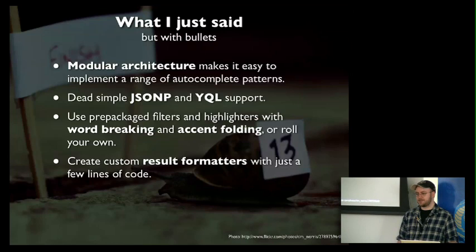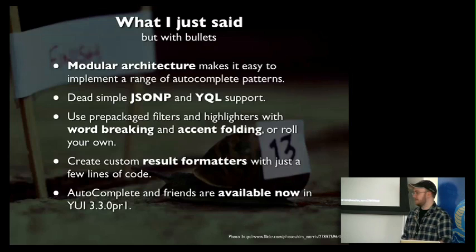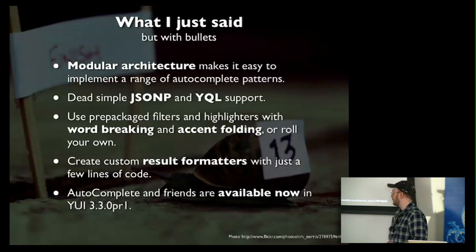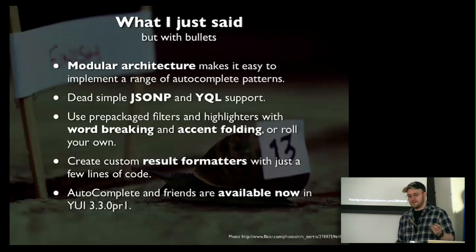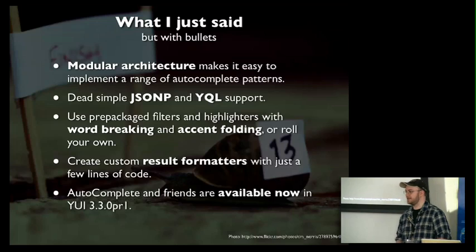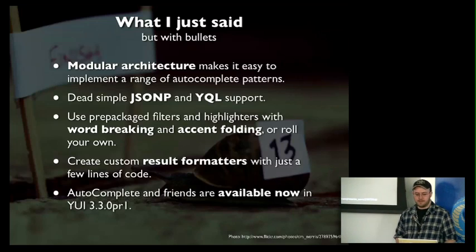Custom result formatters are super easy to do. Totally optional, so you can use the boring text results if you want. But if you want to do something more fancy, just provide a function. And finally, all of this is in YUI 3.3 PR1, including our trademark violation. So don't start using that Unicode stuff too heavily yet. You'll have to change it. But everything else, please start using it. Send feedback, file bugs, and let me know what's missing, what you'd like to see in future versions.